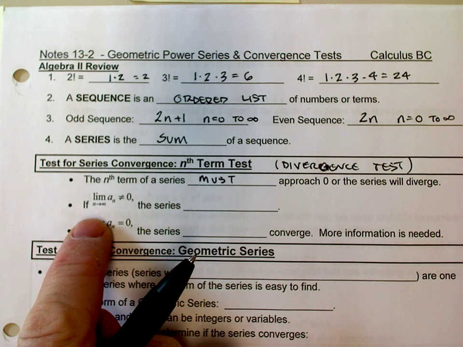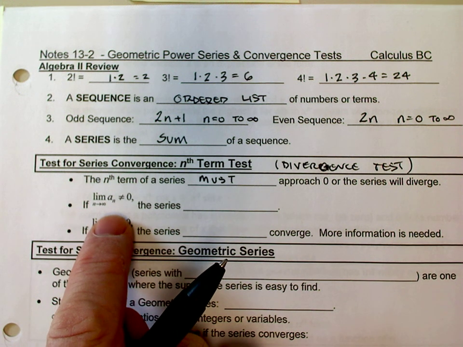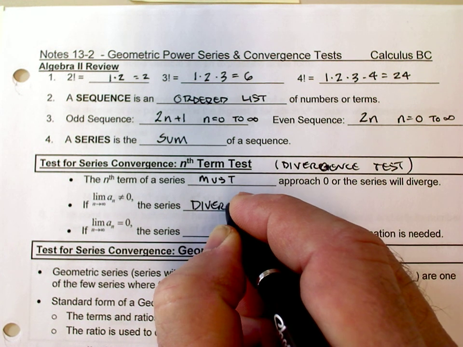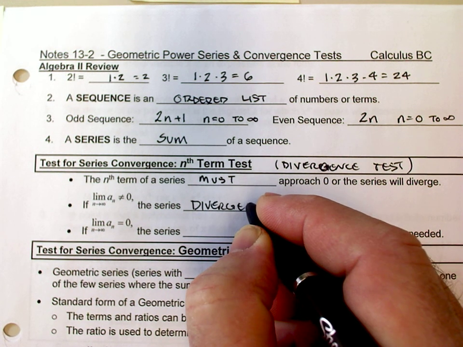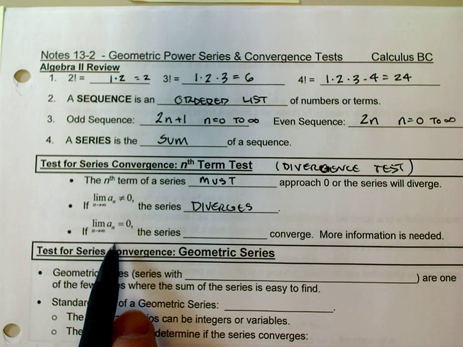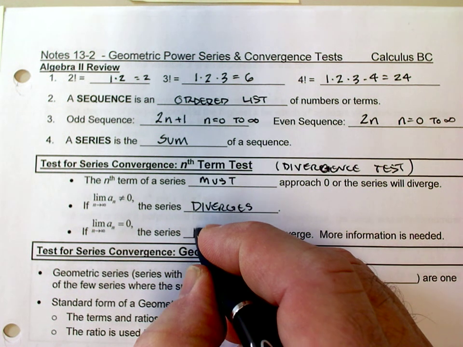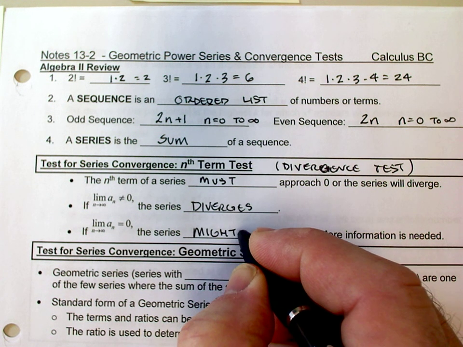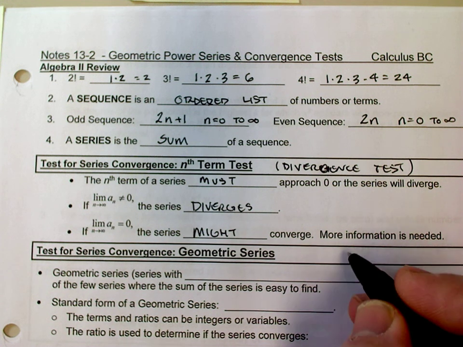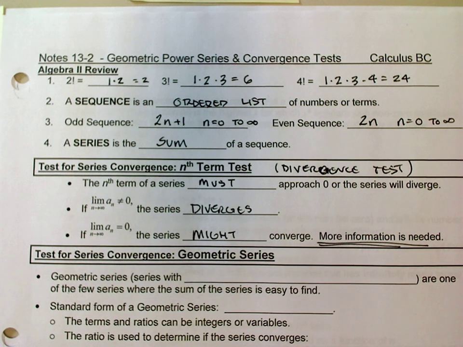So we take the limit as n goes to infinity of the terms, and if we see that the nth term is not equal to 0, then we know for sure that that series diverges. If we do this analysis and we see that the nth term is approaching 0, then this series might converge, but again it might also diverge. We have to do more tests in order to find out.